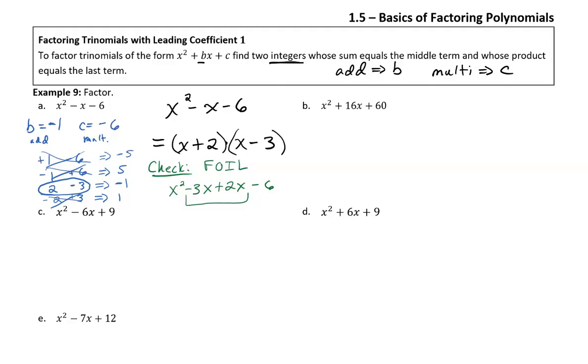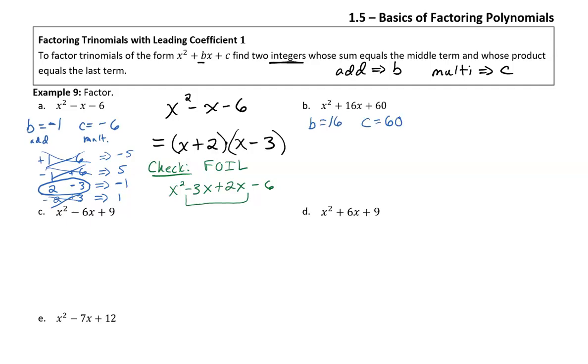Let's practice some more. So for example 9, we're still factoring. Let's look at Part B. So I have x squared plus 16x plus 60. So let's figure out what our b value is, how we're going to get it, and our c value. So the b is the coefficient of the x, so it's the number in front of the middle term. So it's going to give me 16. And the c term, the last term, over here is 60.